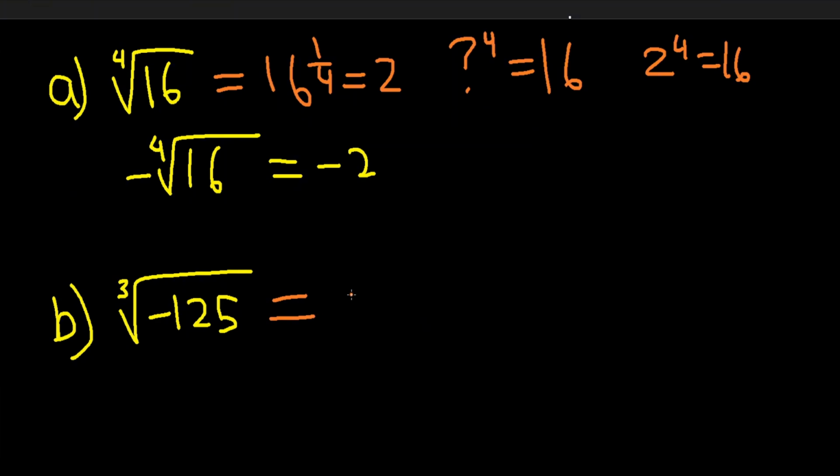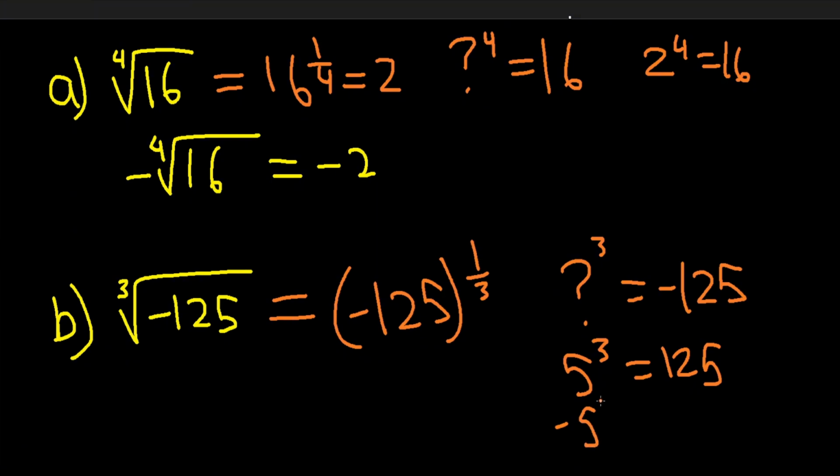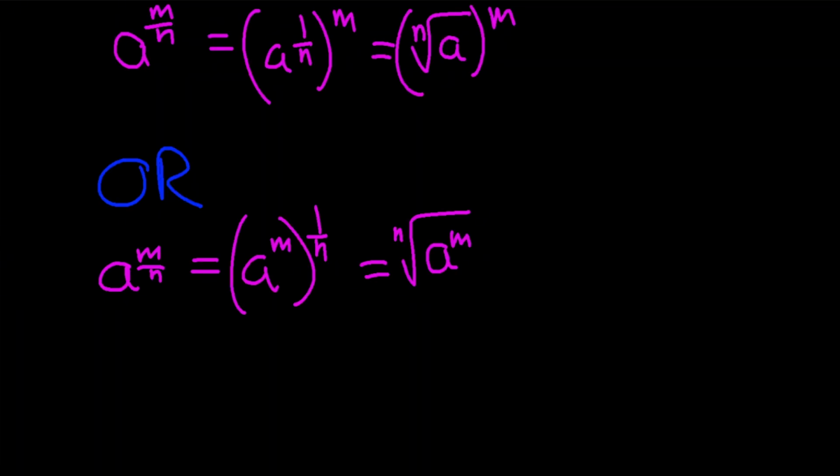And now for b, we can do the same thing. We do negative 125 to the power of 1 over 3. Again, we're looking for some number to the power of 3 which equals negative 125. We should know that if 5 to the power of 3 equals 125, then negative 5 to the power of 3 equals negative 125. And so here our answer is negative 5. Note that we don't have a similar rule for radicals with odd indexes, such as the cube root in our second example, because there will never be more than one possible answer for a radical with an odd index.